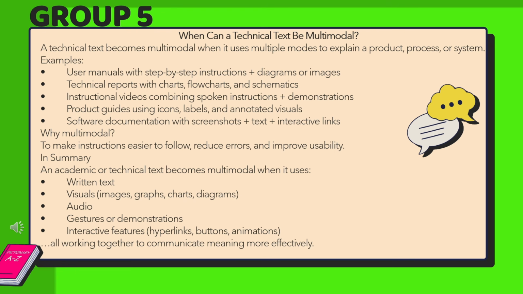A technical text becomes multimodal when it uses multiple modes to explain a product, process, or system. Examples: user manuals with step-by-step instructions plus diagrams or images. Technical reports with charts, flowcharts, and schematics. Instructional videos combining spoken instructions plus demonstrations.